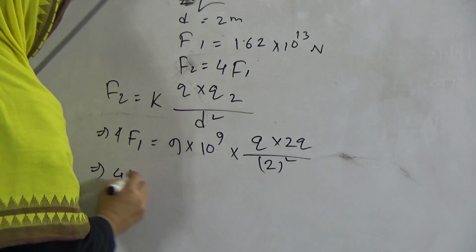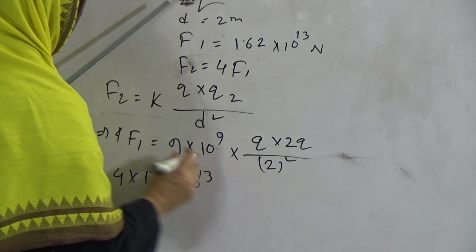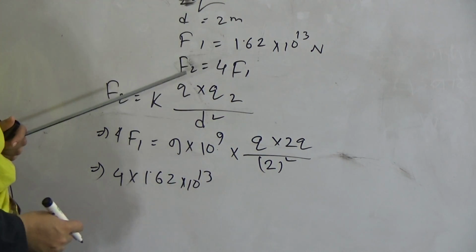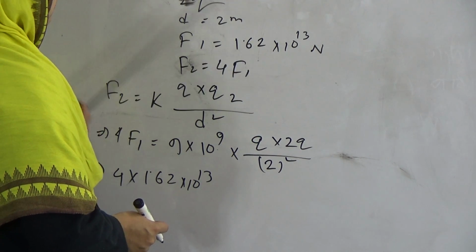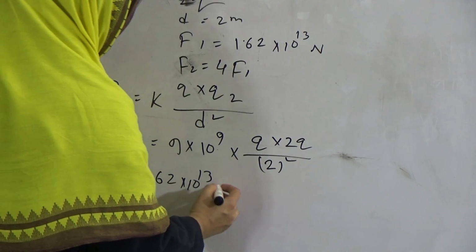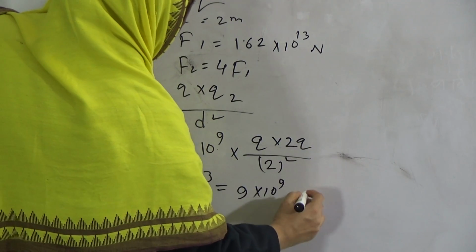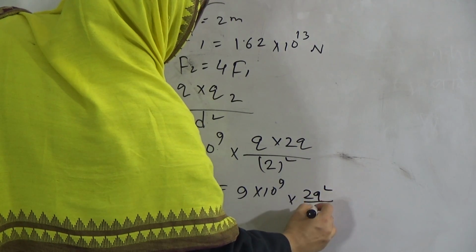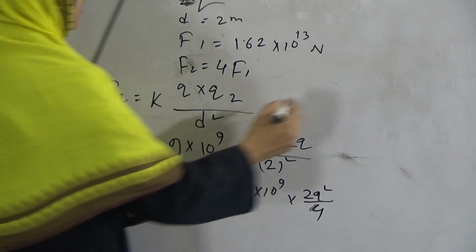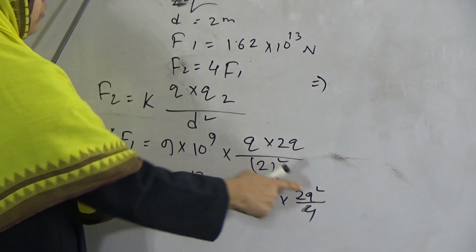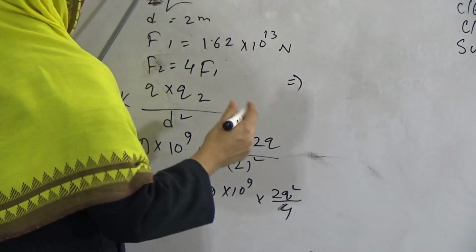My dear students, now put the value of 4 into F1. F1 means 1.62 into 10 to the power 13 that we have got from question number C. And now put the value: 9 into 10 to the power 9 into Q into 2Q, that is 2Q square, divided by 2 square, means 4. Now we will do this calculation, just cross multiplication. We have to find out the value of charge Q. So this is an easy calculation.